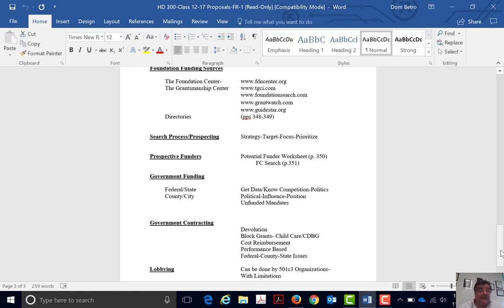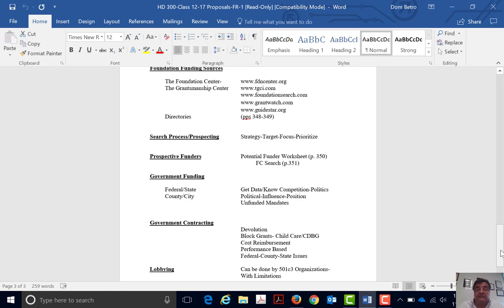Government funding happens at every level: federal, state, county, city. The approach here is to get data. So you need to know numbers and impacts of the entity. If you're talking about a congressional district, a supervisorial district, a city, you need to know who your competition is. You need to know the politics, the political influence, the kind of things that are unspoken but position you to be successful.